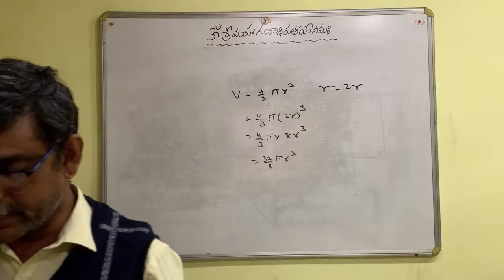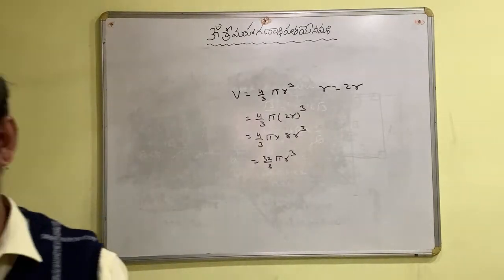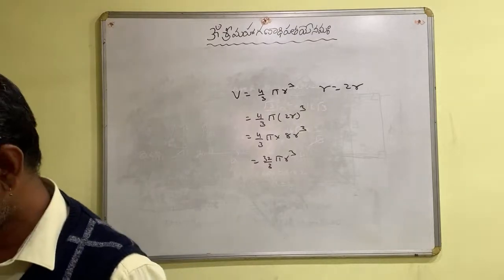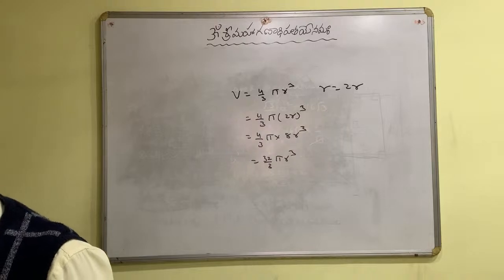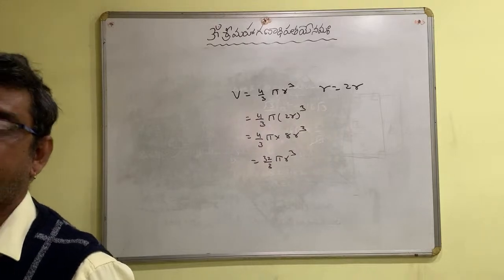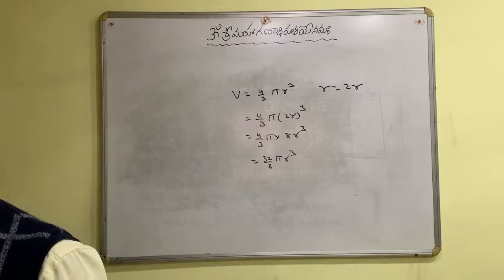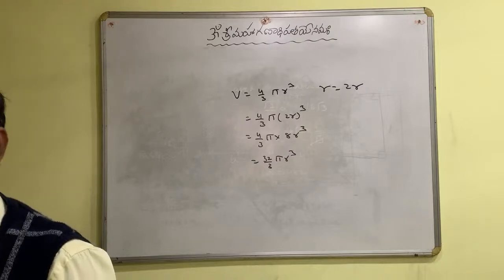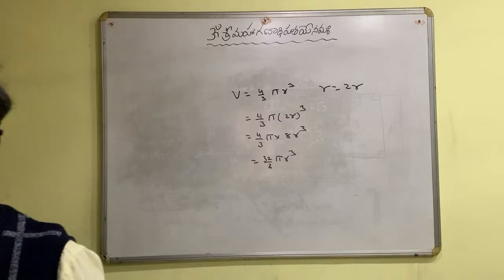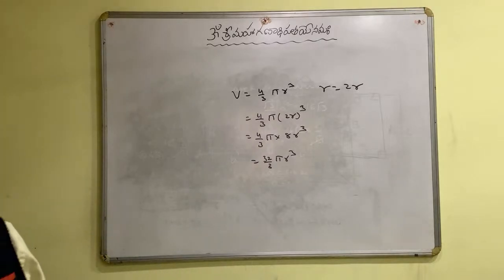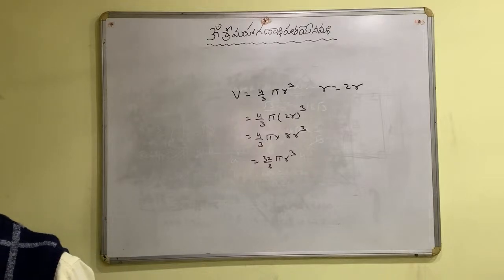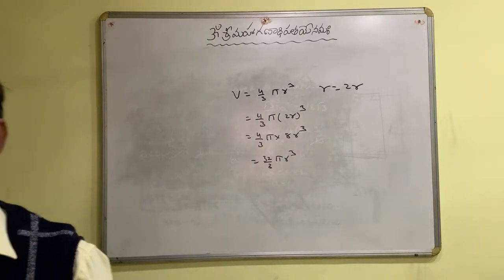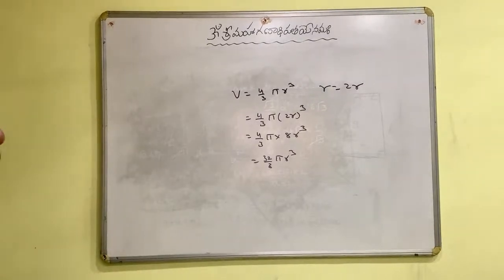Which of the following is irrational? Children, see and tell me. Root 4 by root 9 is 2 by 3. Root 12 by root 3 is root 12 by 3, root 4, which is 2. Rational. So option C is right. Root 7.